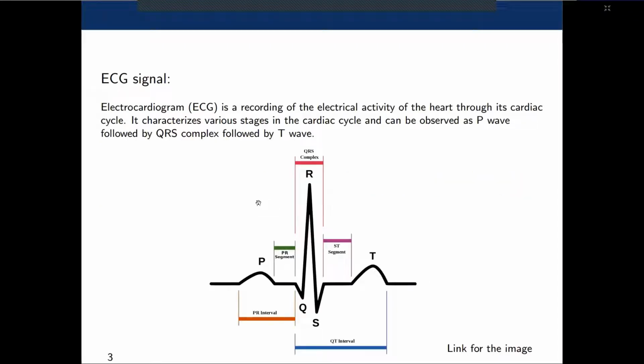So, what is an ECG signal? Electrocardiogram, abbreviated as ECG, is a recording of the electrical activity of the heart through its cardiac cycle. It characterizes various stages in the cardiac cycle and can be observed as P wave, followed by QRS complex, followed by T wave.